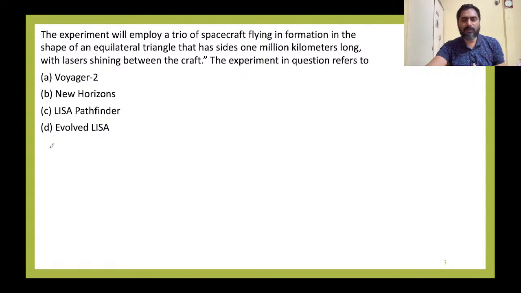Now let us look at this question also. The experiment will employ a trio of spacecraft flying in formation in the shape of an equilateral triangle that has sides 1 million kilometers long, with lasers shining between the craft. The experiment in question refers to.